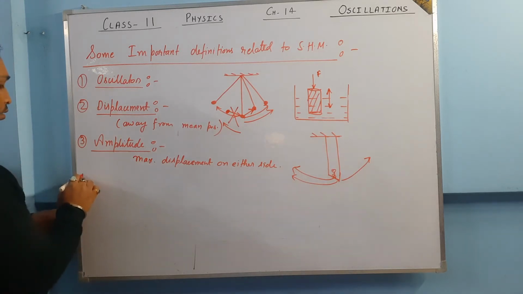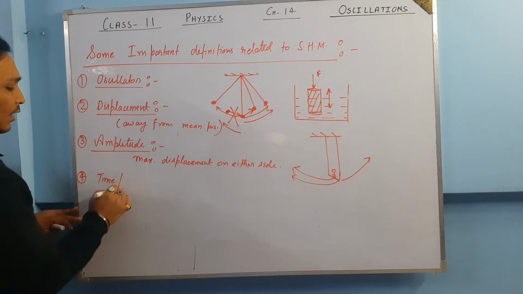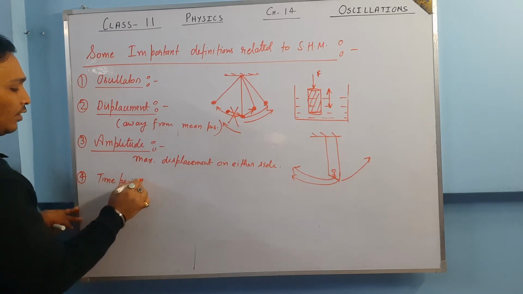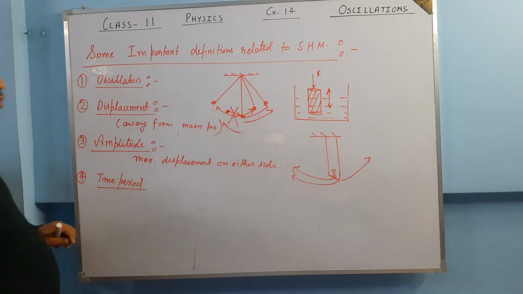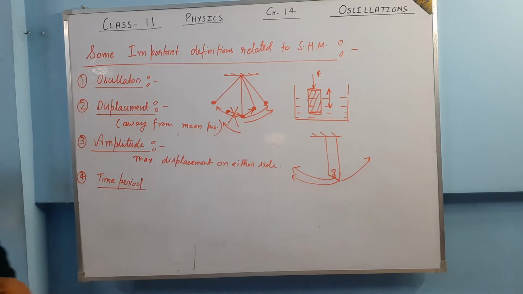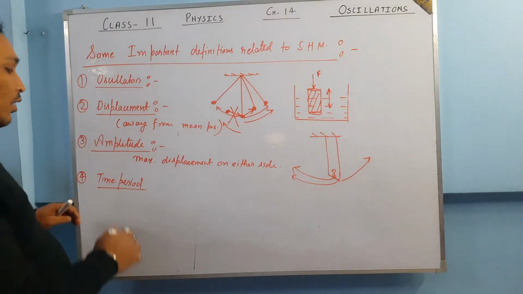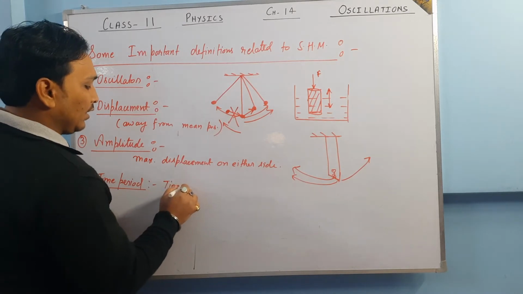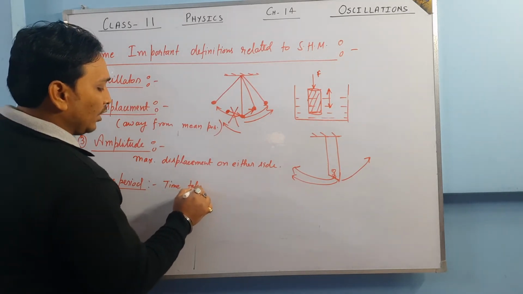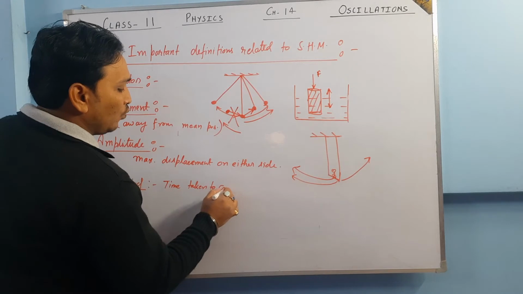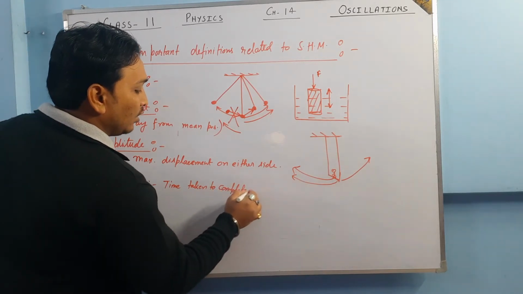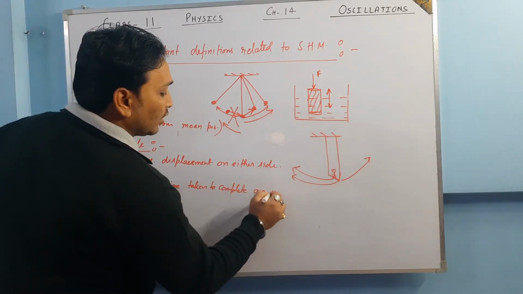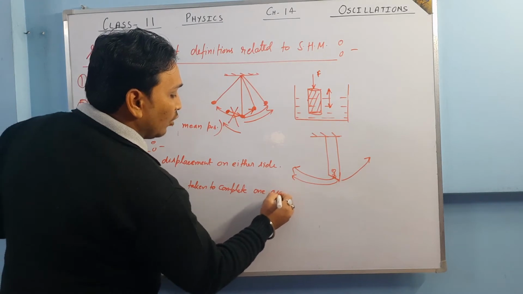Fourth thing is, I hope you must be knowing this, time period. What is time period? Time taken to complete one oscillation. This you must have studied in your lower classes also. Time taken to complete one oscillation. And what is that one oscillation?